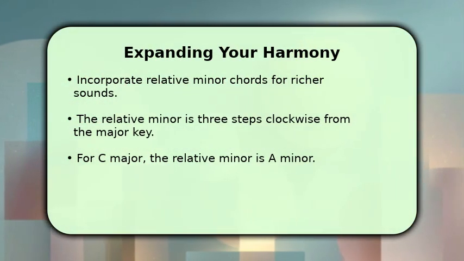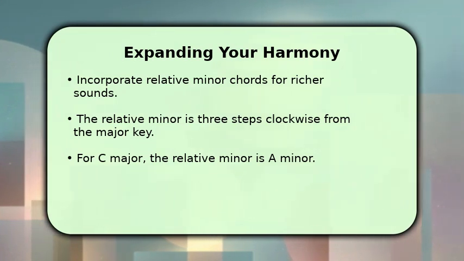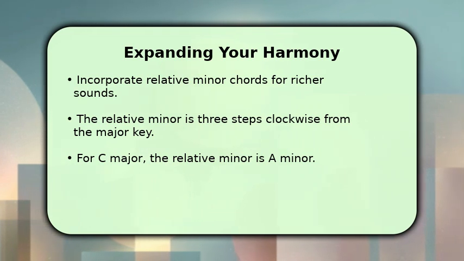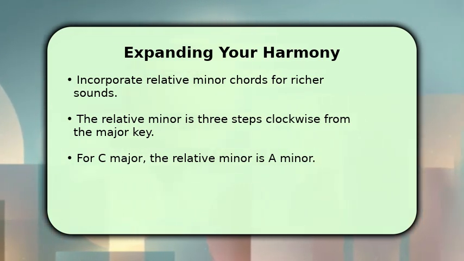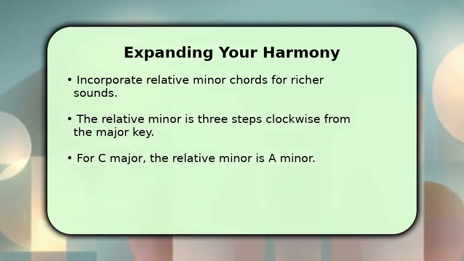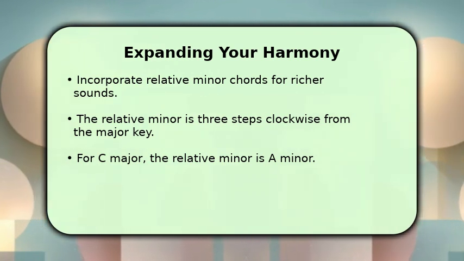To expand your harmonic palette, incorporate relative minor chords. The relative minor is found 3 steps clockwise from its major counterpart. For instance, the relative minor of C major is A minor. You can also borrow chords from closely related keys, which are often found nearby on the circle, adding depth and interest to your piano progressions.